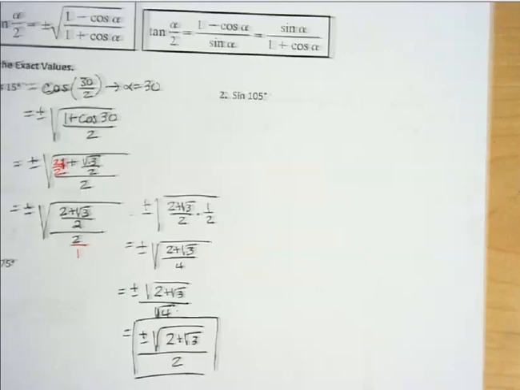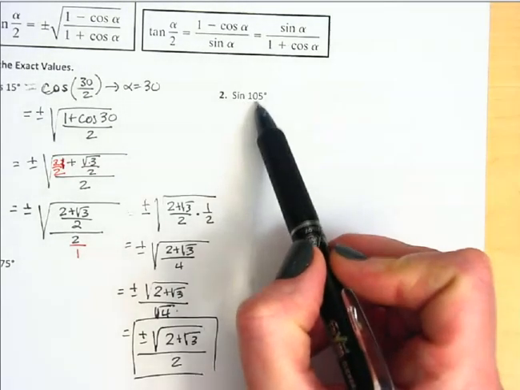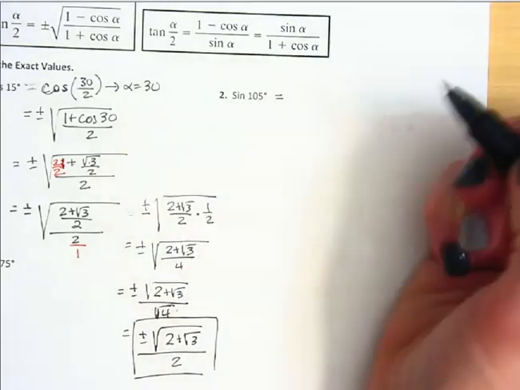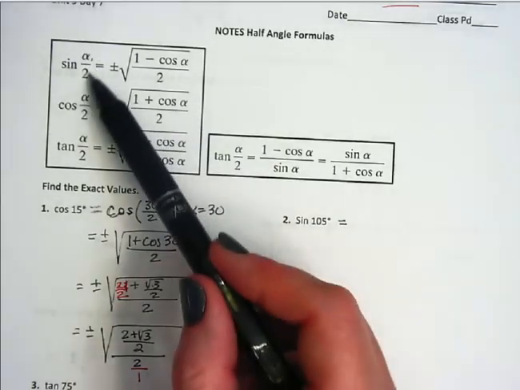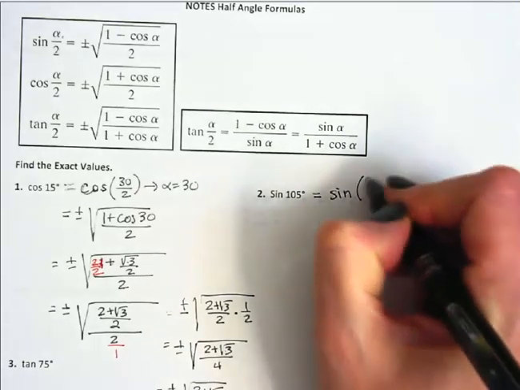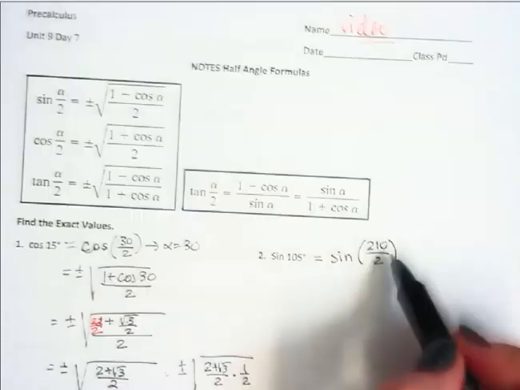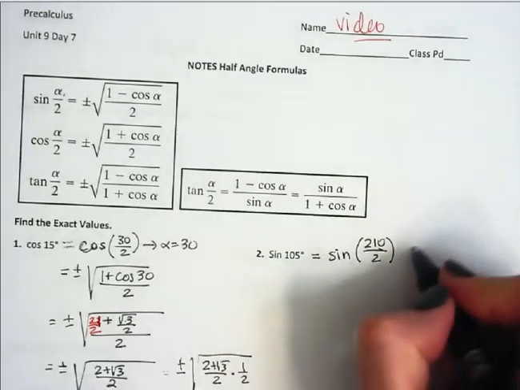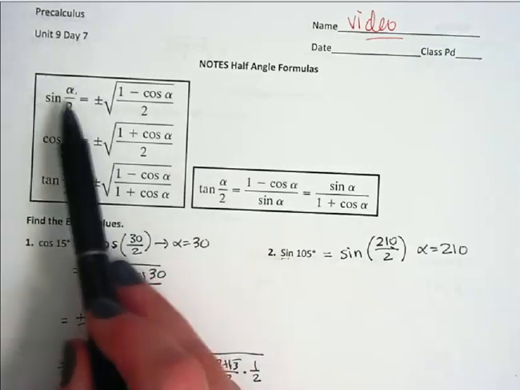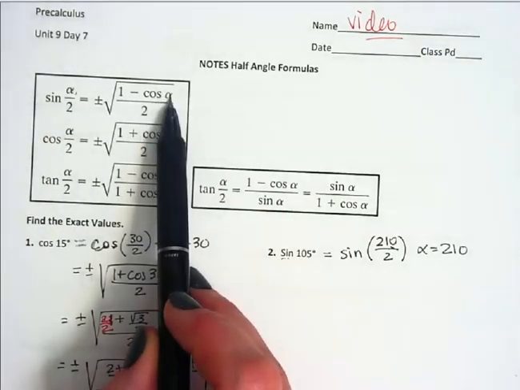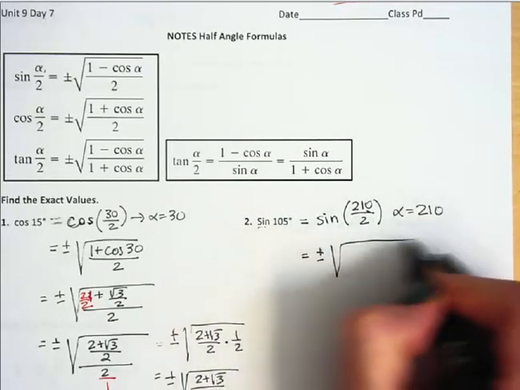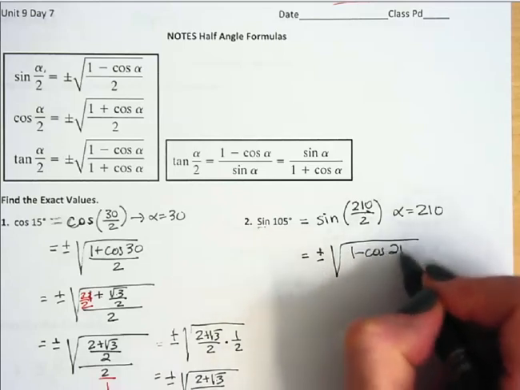Okay, so then number 2, sine of 105. Again, 105 is not on our unit circle, but we do have an angle that when divided by 2 would give me 105, and that is 210. So that means that our alpha value is 210. And I'm looking for the sine, so I'm going to go to the sine formula, and everywhere I see alpha, I'm going to plug in that 210. So plus or minus the square root of 1 minus cosine 210 over 2.